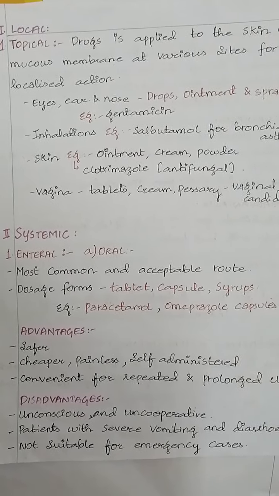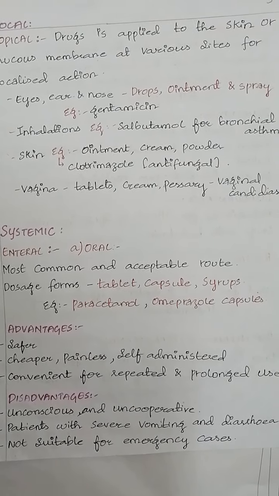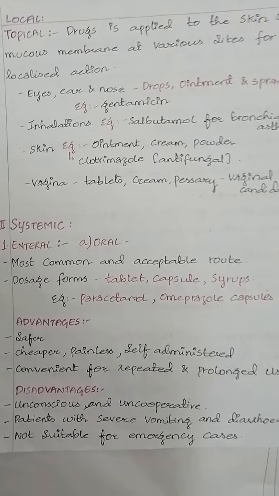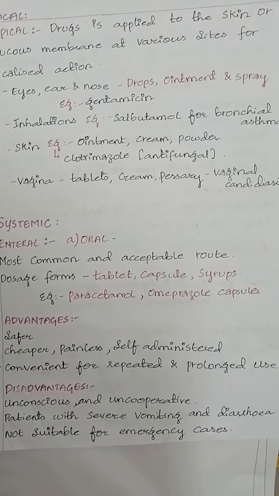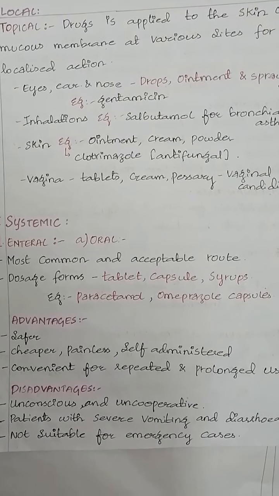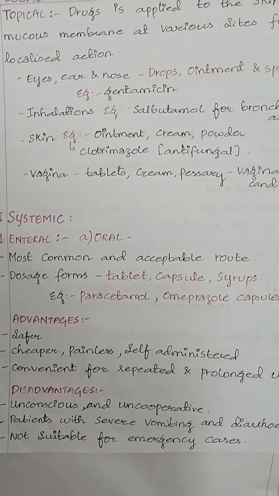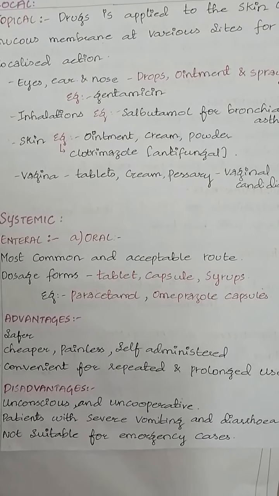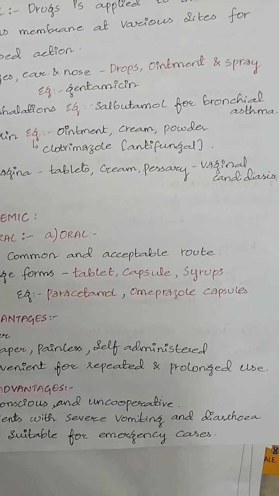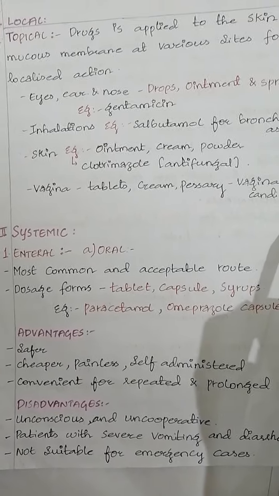We have ear drops, eye drops, nasal drops, in the form of ointments, sprays. An example is gentamicin, which we use as ear drops and eye drops. Inhalations, an example is salbutamol for bronchial asthma. We have different skin ointments, creams, powders. Example is clotrimazole as an antifungal drug. Vaginal tablets, creams, pessaries we use in vaginal candidiasis. This is all about the topical route.